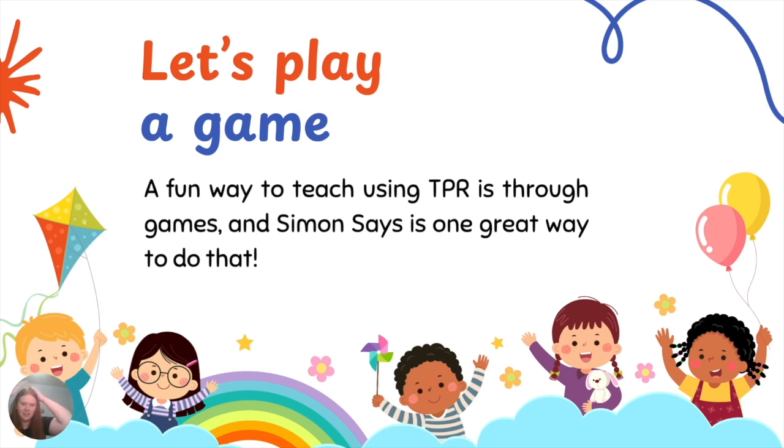Simon says touch your head. Simon says touch your nose. Touch your ears. I didn't say Simon says, so if you touched your ears, you're out. Okay, Simon says touch your ears. Simon says clap 5 times. Simon says wave your hand.